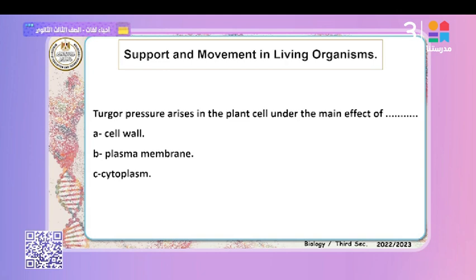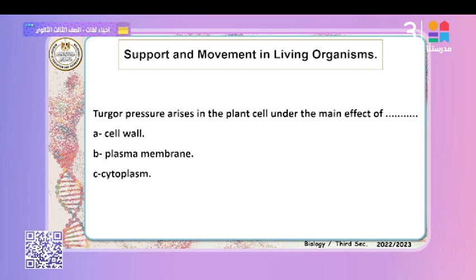Okay. Another question. Turgor pressure arises in the plant cells under the main effect of what? What do we mean by turgor pressure? When the plant gains physiological support, the cell wall presses on the cells, the cell membrane presses on the cells, so turgor pressure arises. Turgor pressure is inversely proportional to osmotic pressure. Why? Turgor pressure needs a large amount of water, so it depends only on physiological support.